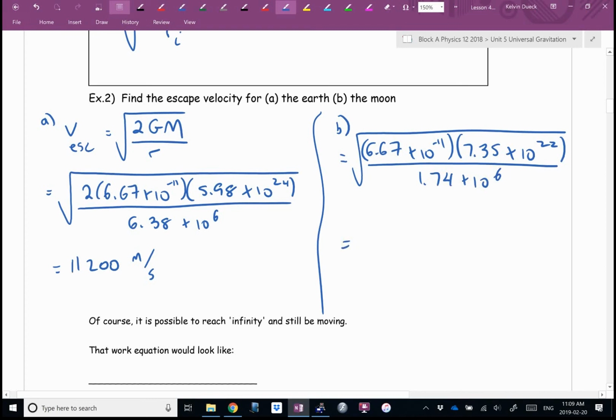What's the escape velocity from the moon? I know it's going to be less than 11,200. What do you get? Oh, I forgot the 2. I'm doing orbital speed. I'm in a slump.